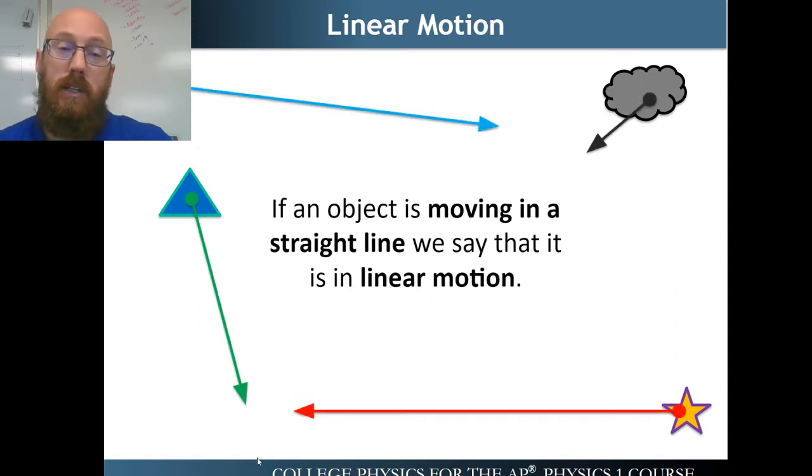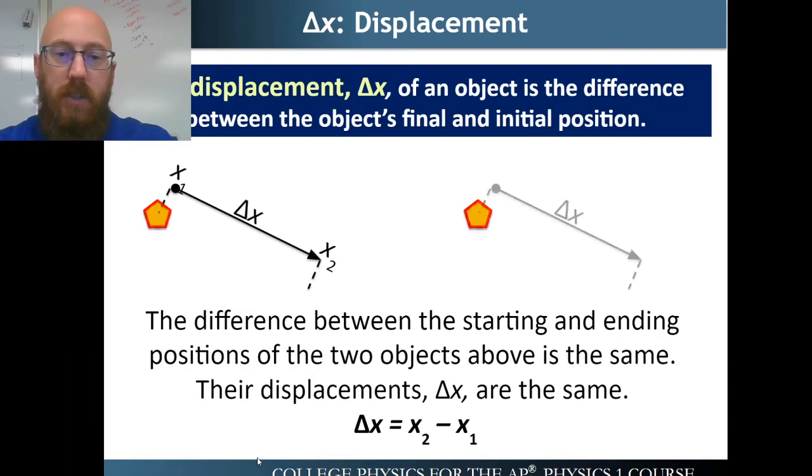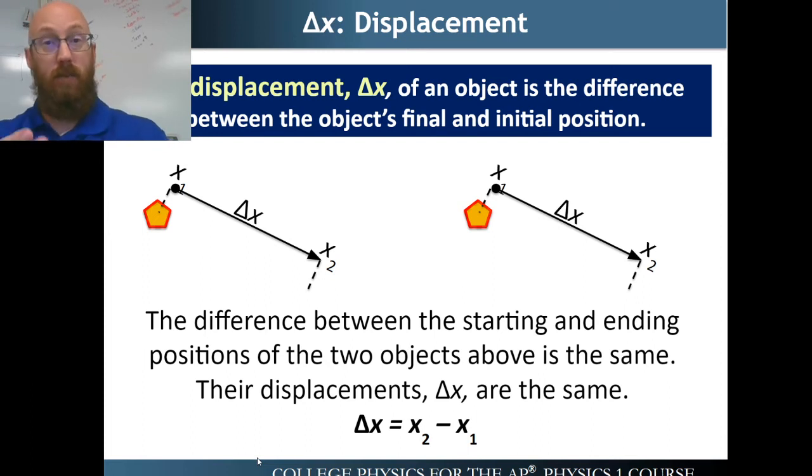All right. Simple object movement. If it goes from here to there in a straight line, it's linear motion. Linear or non-linear, those are your two choices. Don't make it hard. Displacement is from x initial, xi, to x final, xf. The example uses x1 to x2. So the change in x is x2, your final position, minus your initial position.